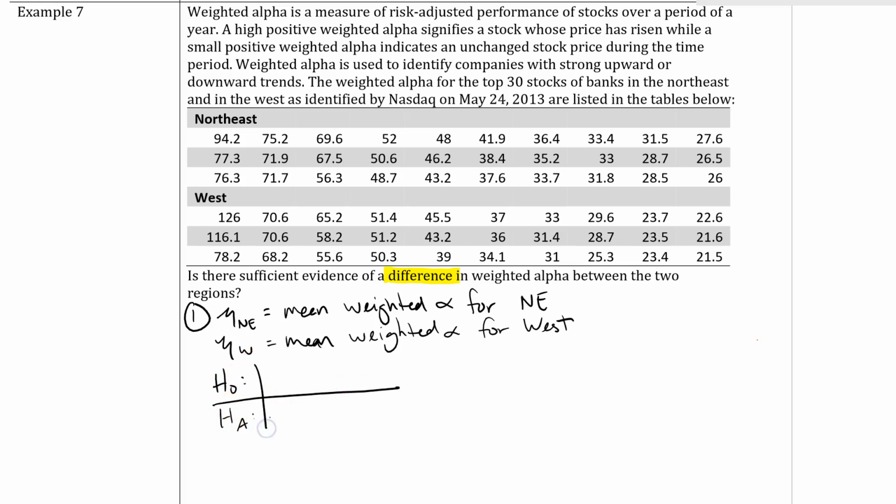So putting this together, if we're just trying to find a difference, that means we're going to assume again that there is no difference, as we always do for these two-sample procedures. We're going to say the Northeast minus the West is 0, since they are the same, they have a difference of 0. However, we're just trying to see, is there a difference, not if one is higher or lower than the other. So when we write this one out, we're going to use a not equal to, a two-sided alternative.